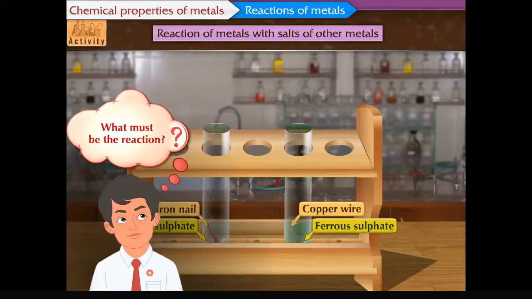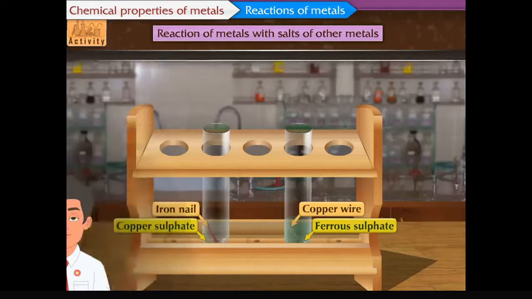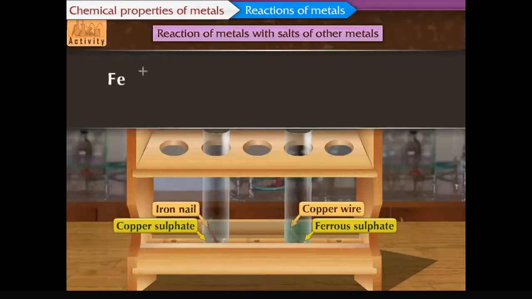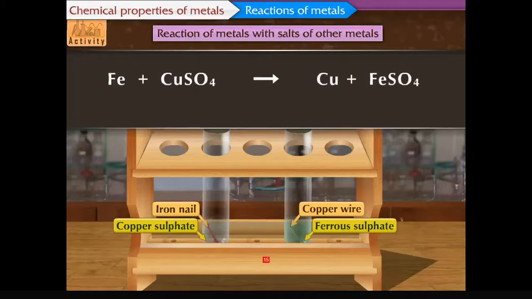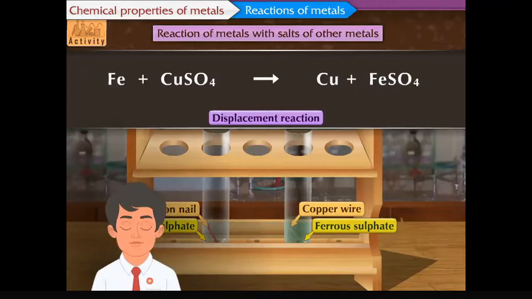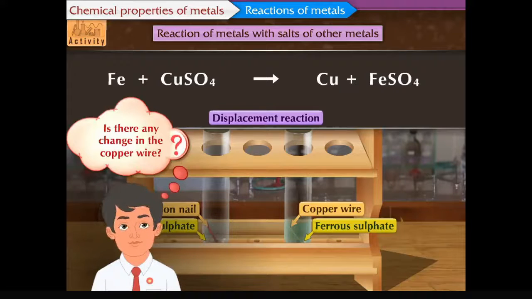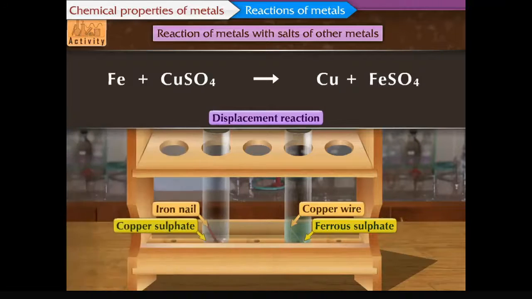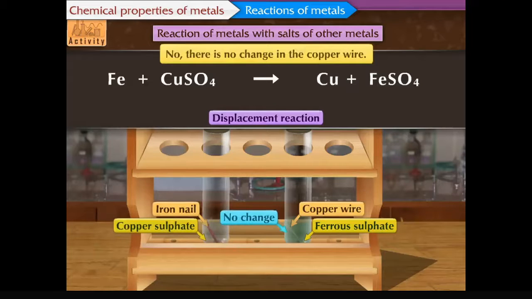What must be the reaction? Iron displaces copper from copper sulfate solution to form iron sulfate and copper. It is this copper which gets coated on the iron nail. This is a displacement reaction. In the second test tube, is there any change in the copper wire? No, there is no change in the copper wire.